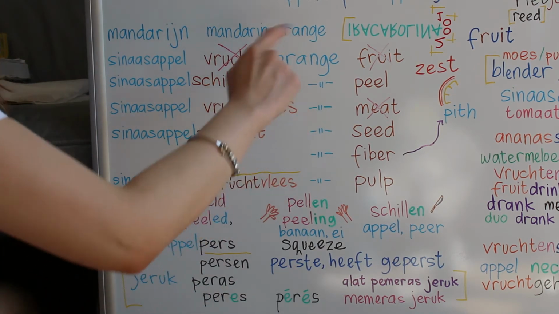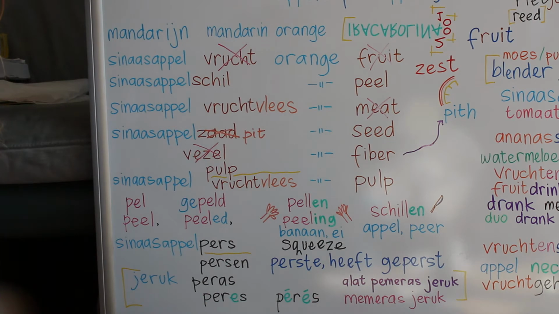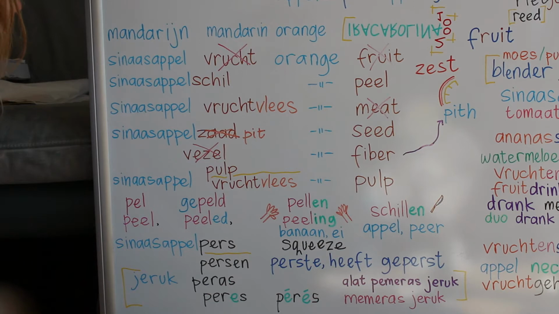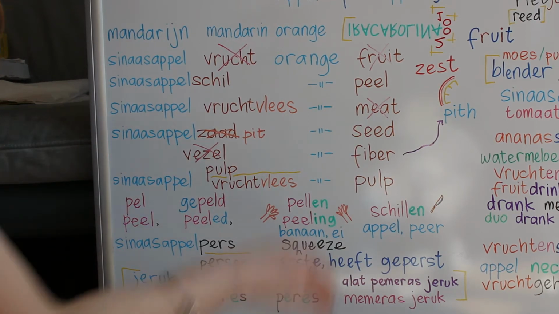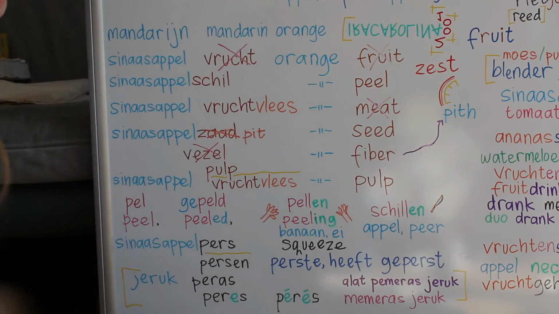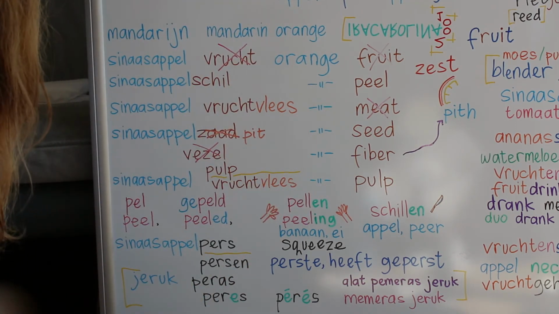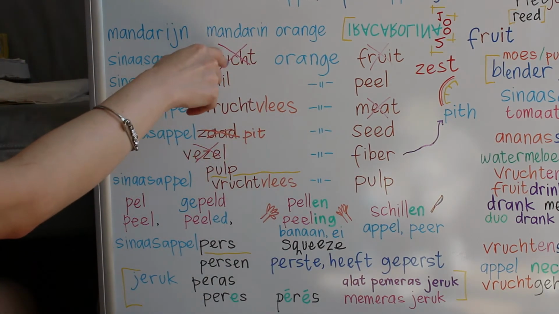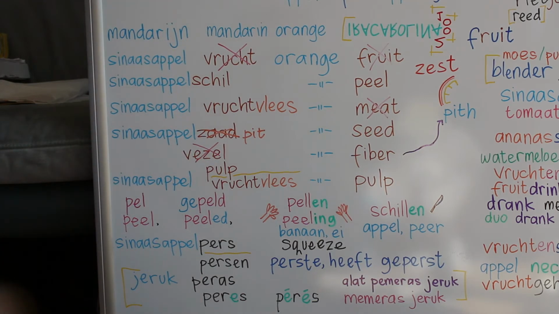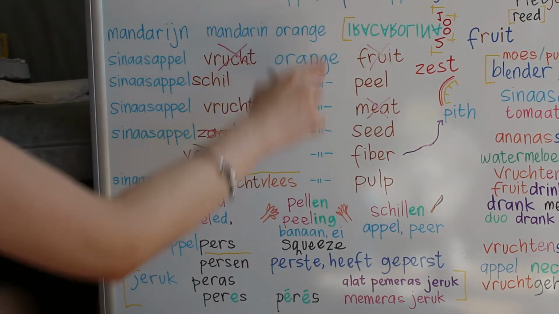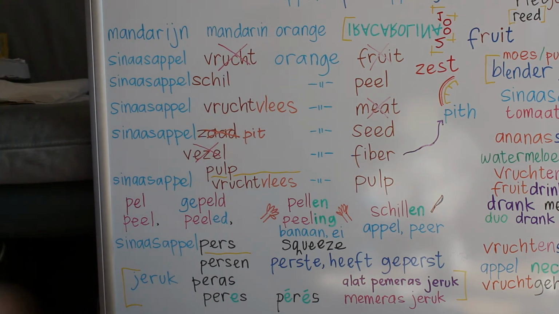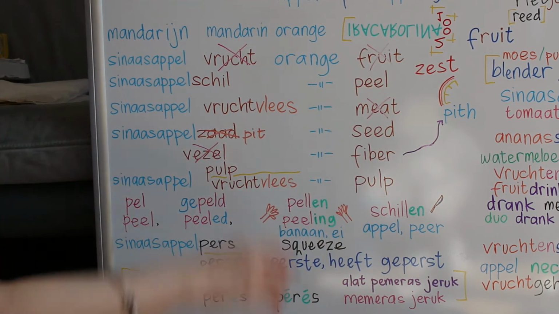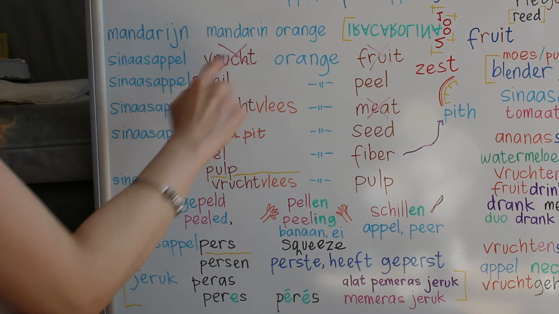In English, it's kind of rare to say orange fruit, or sinaasappel vrucht in Dutch, even though in Indonesian language sometimes we say the fruit after we say the orange. But in English and in Dutch, it's not common to say the fruit after you say the fruit itself. So I just write it here that fruit in English, in Dutch, is vrucht.